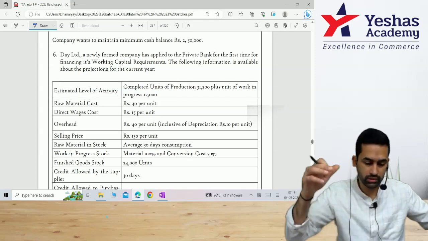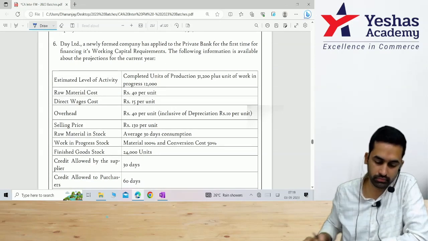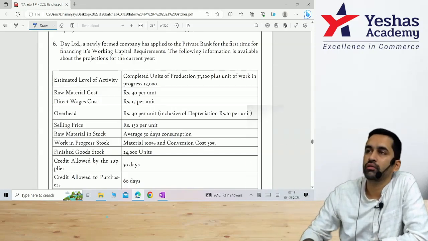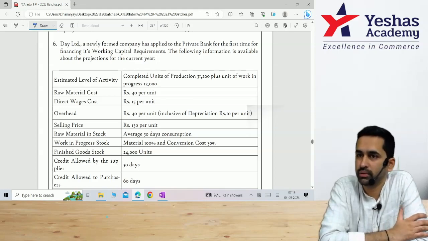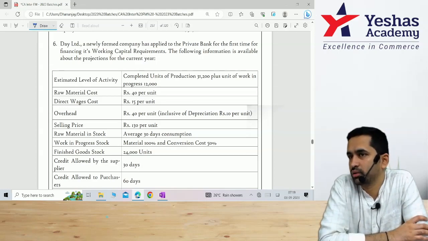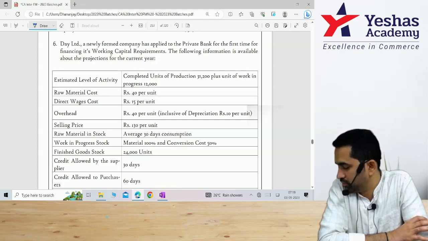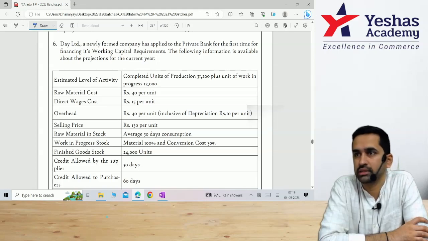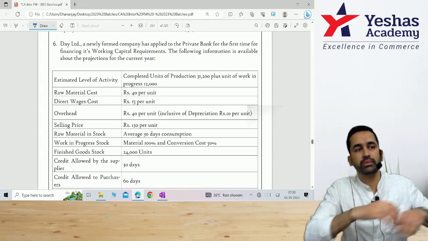We need to now start from question 6 and question 7. Both are working capital estimation for newly formed company. And whenever you see this in the question, you have to make some modification in the way we work out. So better write down the heading in your notebook: working capital estimation for new companies.